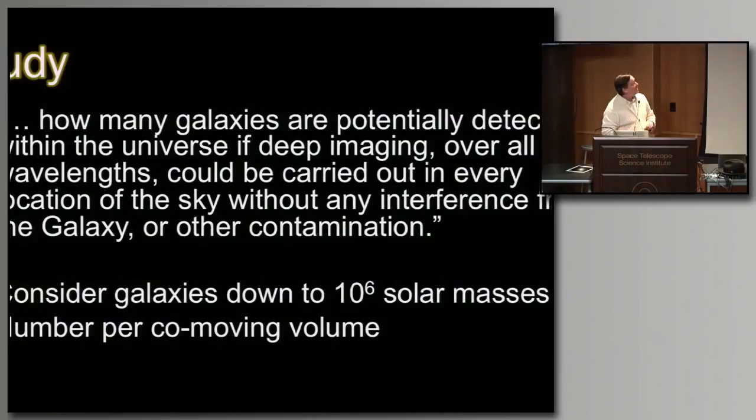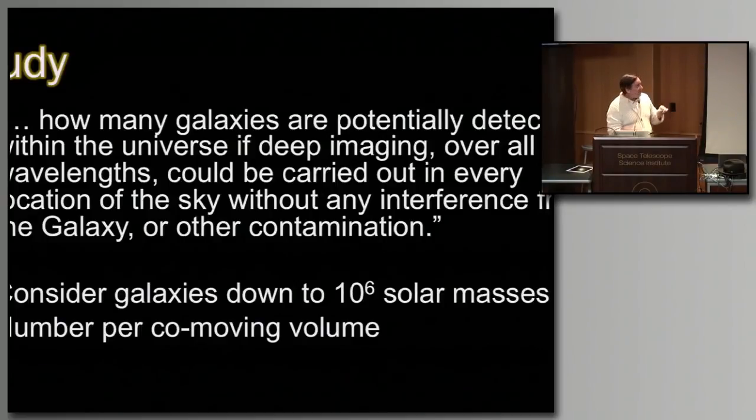So, here is the study. I'm going to read this verbatim because there's a lot to it. How many galaxies are potentially detectable within the universe if deep imaging over all wavelengths could be carried out in every location of the sky without any interference from the galaxy or other contamination? So that covers all the things that I just said: the entire sky in all wavelengths without any foreground contamination or stuff blocking, so you could see every single galaxy out there. That's what this study is trying to do.